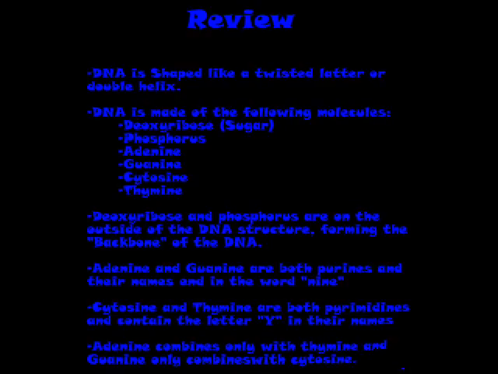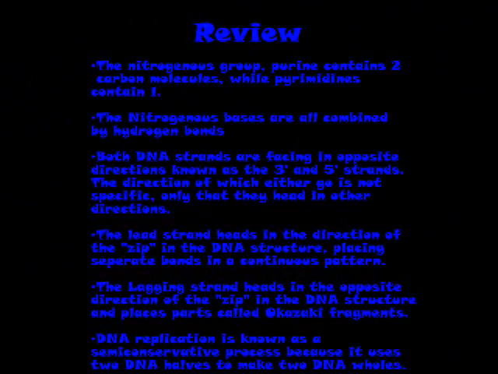Next page. The nitrogenous group, purine, contains 2 carbon molecules, while pyrimidines contain 1. The nitrogenous bases are all combined by hydrogen bonds. Both DNA strands are facing in opposite directions, known as the 3' and the 5' strands. The direction of which either goes is not specific, only that they head in opposite directions. The lead strand heads in the direction of the zip in the DNA structure, placing separate bonds in a continuous pattern. The lagging strand heads in the opposite direction of the zip in the DNA structure and places parts called Okazaki fragments.